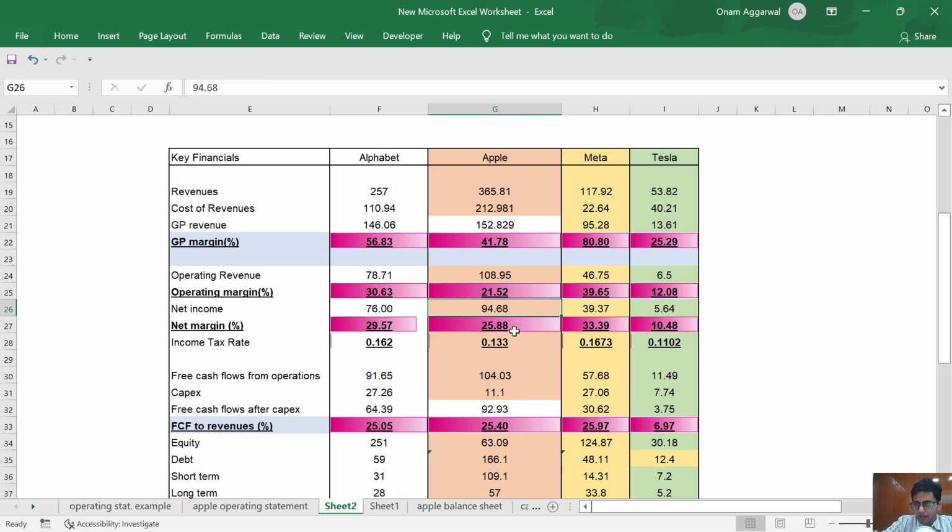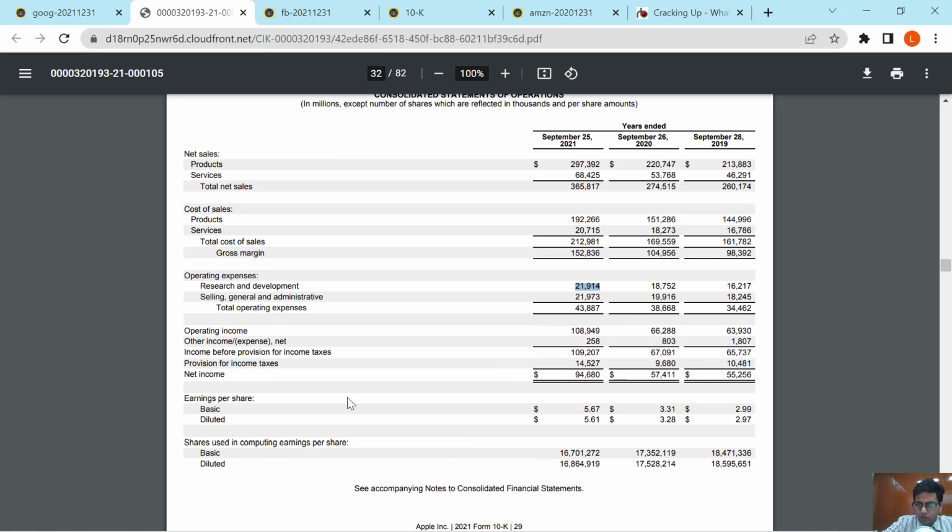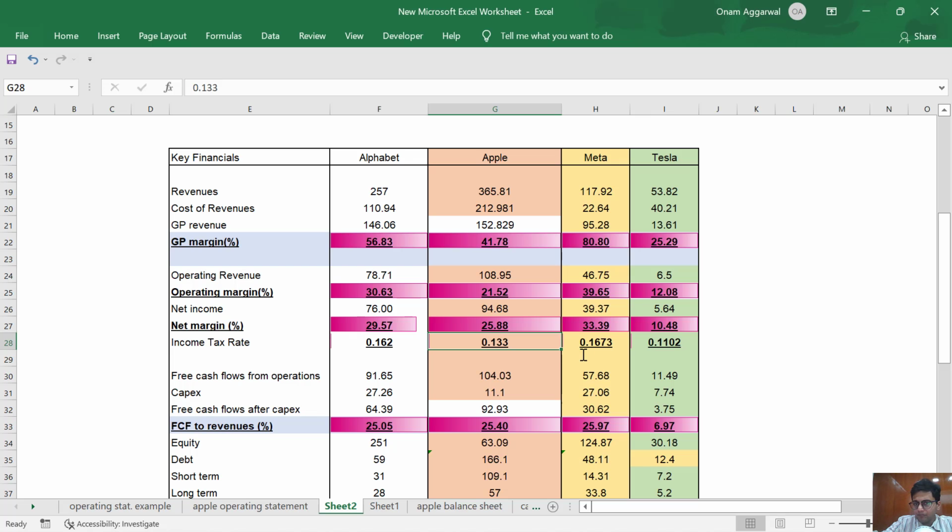Now the net income is $94.68 billion and the net margin is again net income divided by revenues, that is 25.88%. The income tax rate of Apple is 13.3%. How did I calculate it? Very simple. I took the income before tax, that is $109 billion, and the taxes, $14 billion. 14 divided by 109 gives me a 13.3% income tax rate.